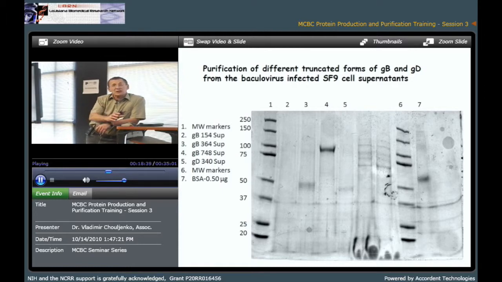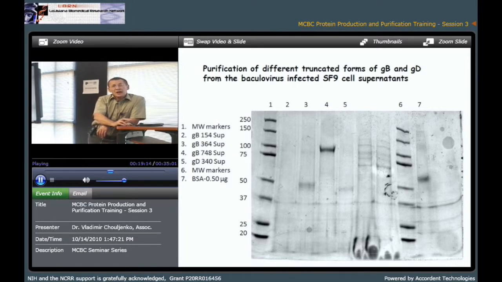protein will be cell associated. In all these experiments, 50 mil of cell culture of infected cells were used for protein purification. Cells were pelleted, and on this slide, supernatants were used for purification. Next one, I have the same cells, only cell lysates were used for isolation of the same GB154, 364, 748, and GD.